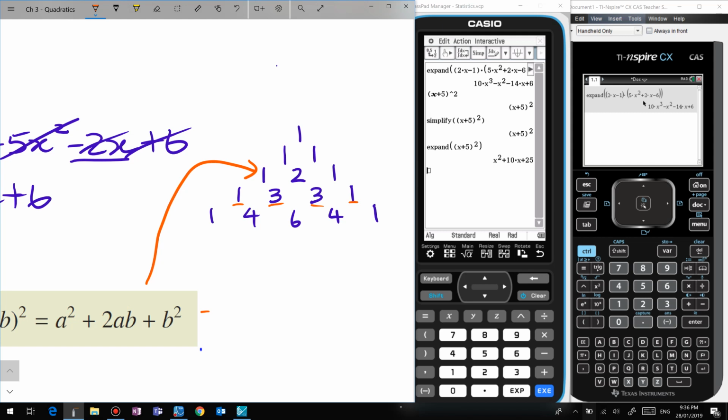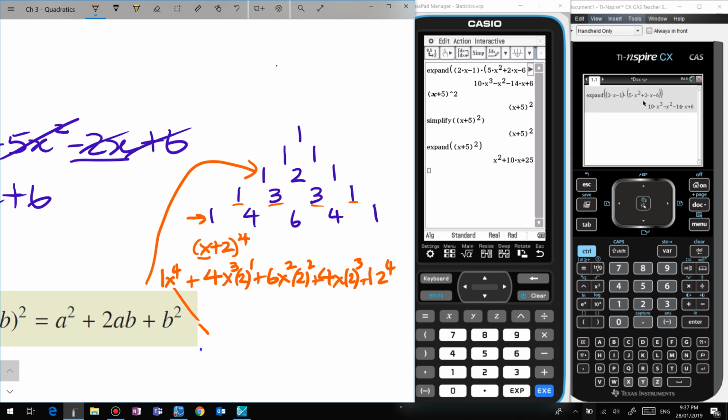If I said I had x plus 2 to the power of 4, because it's the power of 4, we use this level. So our coefficients are 1, 4, 6, 4, 1. My x is to the 4, then it's to the 3, then to the 2, then to the 1, then to the 0. My 2 is to the 0, then 2 to the 1, 2 to the 2, 2 to the 3, 2 to the 4, and then we put a plus in between all of them. And then we work it out.